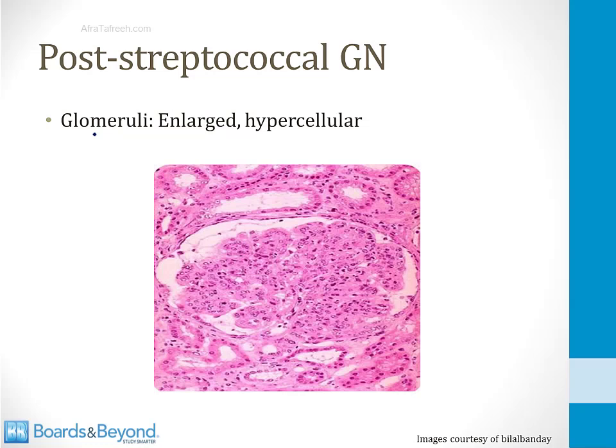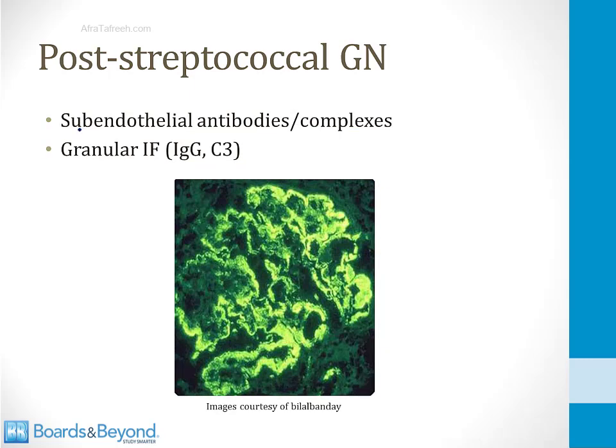On light microscopy, the glomeruli are enlarged and hypercellular. The hypercellularity is related to inflammation. It's seen in many forms of glomerulonephritis. The antibodies build up in the subendothelial layer of the glomerular capillaries, and for this reason, you will see a granular appearance if you do immunofluorescent staining, especially for IgG and C3.